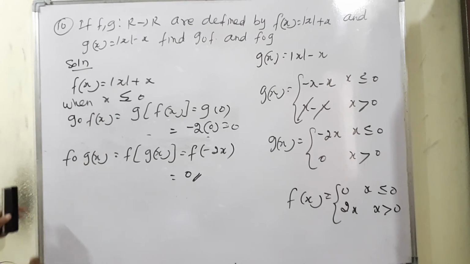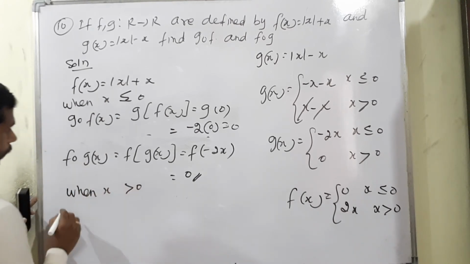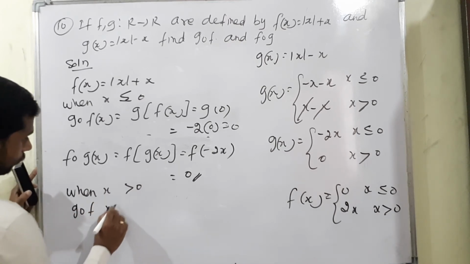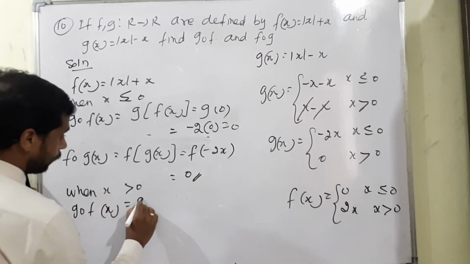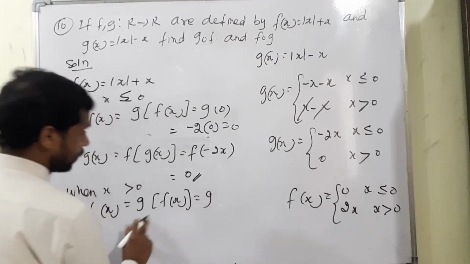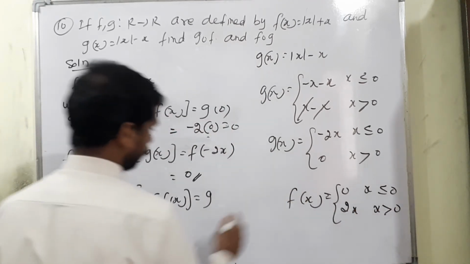Next case, when x is greater than 0, first condition, g∘f(x). So g∘f(x) = g(f(x)). Again, g(f(x)) for x greater than 0: f(x) is 2x.